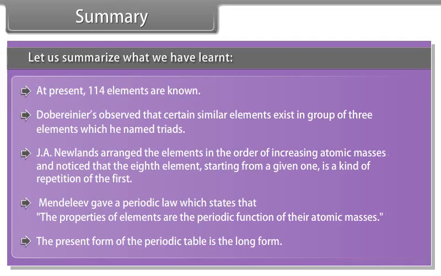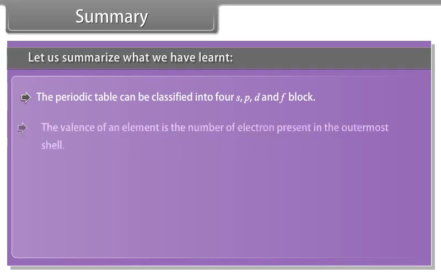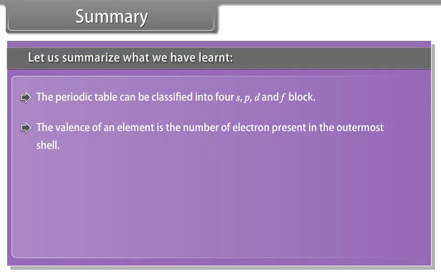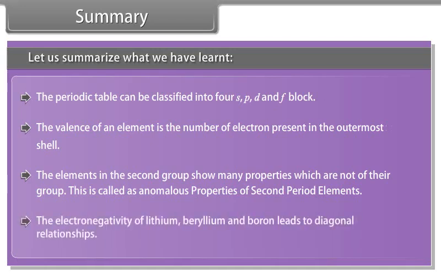The present form of the periodic table is the long form. The periodic table can be classified into four blocks, that is s, p, d and f block. The valency of an element is the number of electrons present in the outermost shell. The elements in the second period show many properties which are not shown by the rest of their group. This is called anomalous properties of second period elements. The electronegativity of lithium, beryllium and boron leads to diagonal relationships.